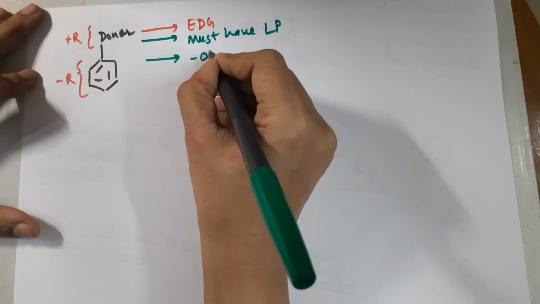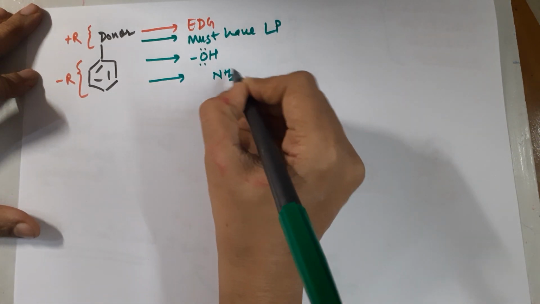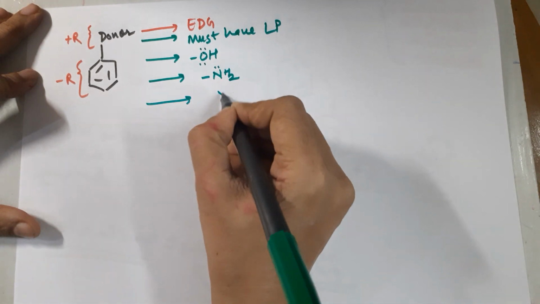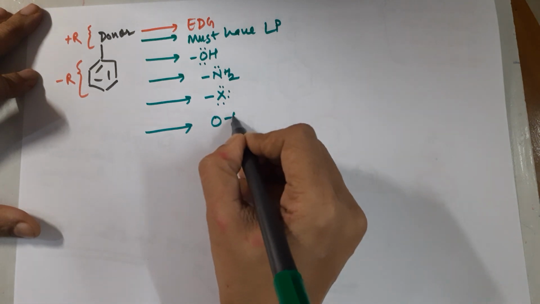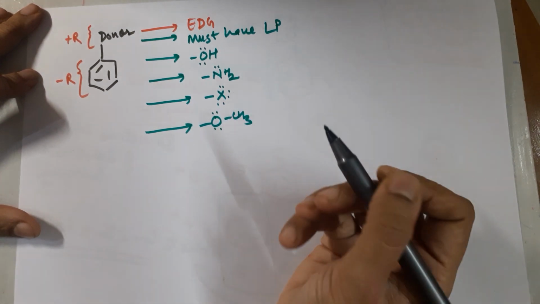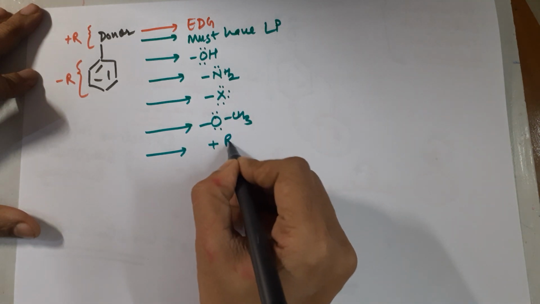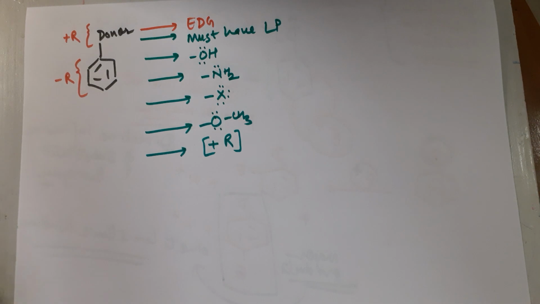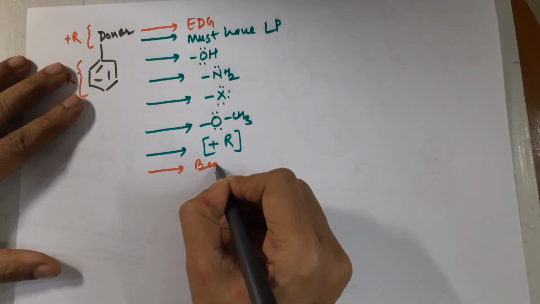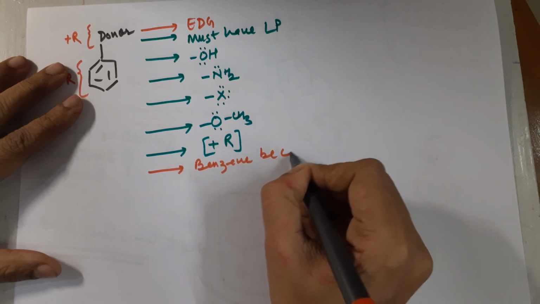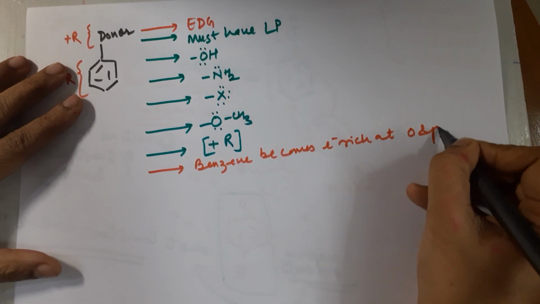Such groups under the category are OH. It could also be an NH2 group. It could also be any of the halogens which have 3 lone pairs each. It could also be an OCH3 group or an OR group. Whatever these are, we say they possess a plus R effect because they are going to donate electrons. Also, under these situations, your benzene becomes electron rich at ortho and para.